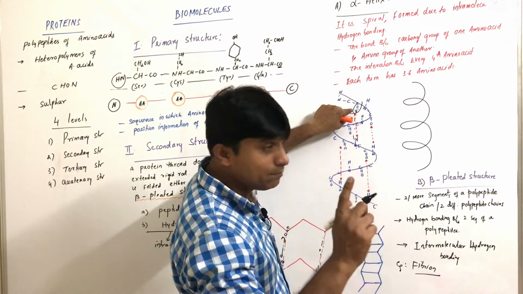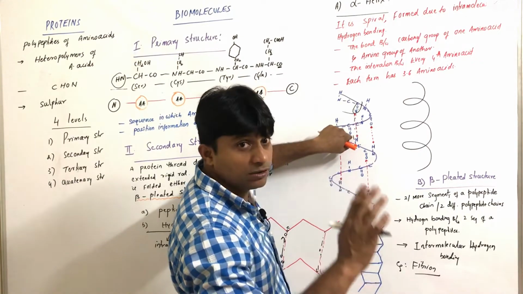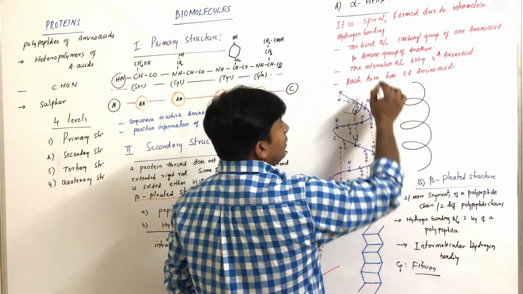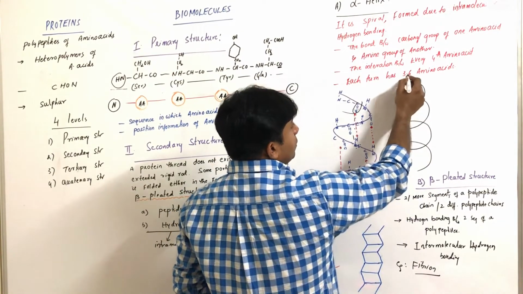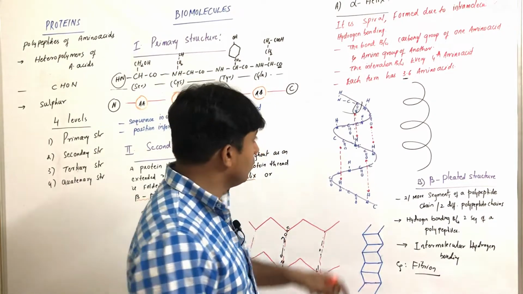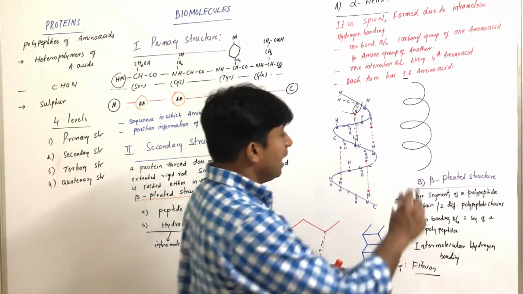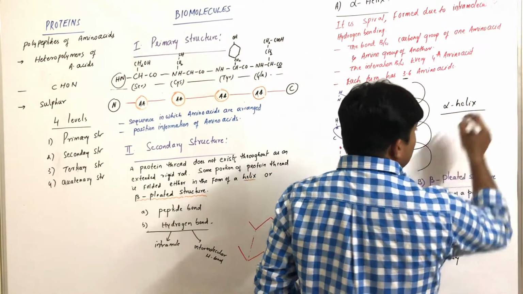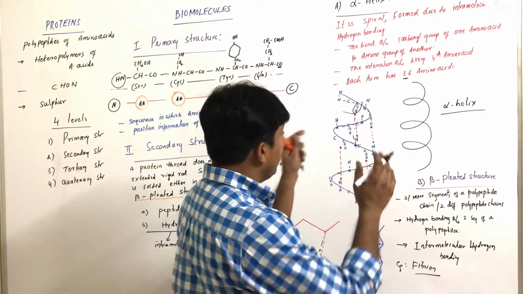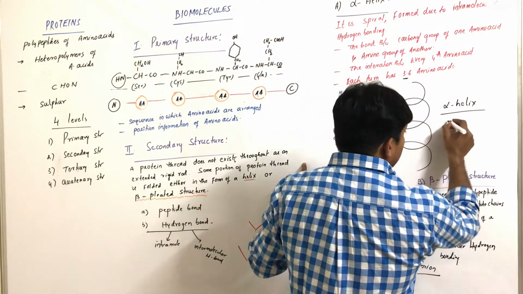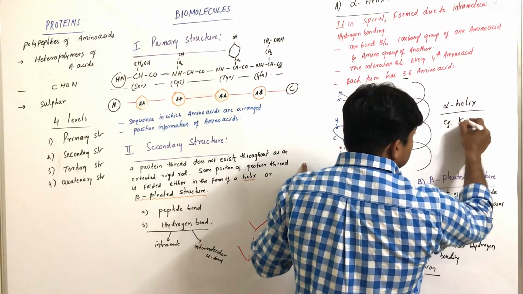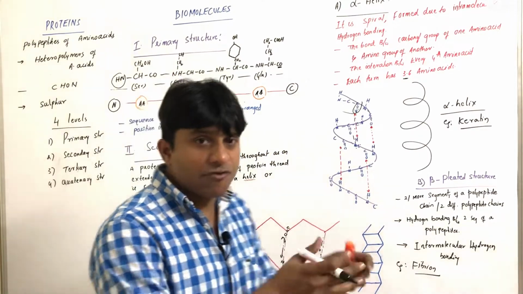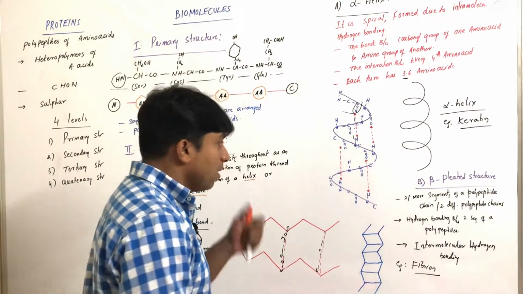This bonding is present between the first and the fourth amino acid in a polypeptide chain, and one turn has 3.6 amino acids. Okay, so this is the alpha helix, and almost all helices are right-handed helices. The alpha helix structure of a protein is found in keratin. Because of this alpha helical structure, the intramolecular hydrogen bonding, keratin is the strongest protein.